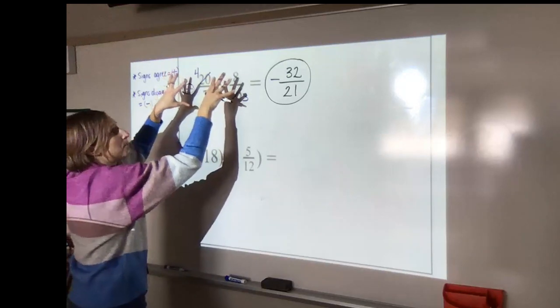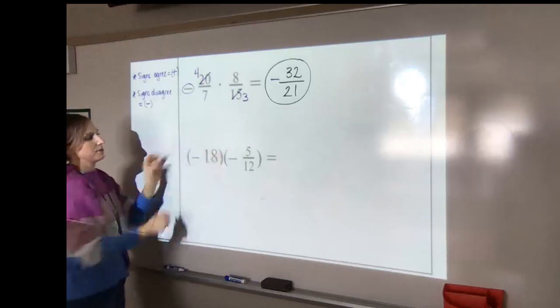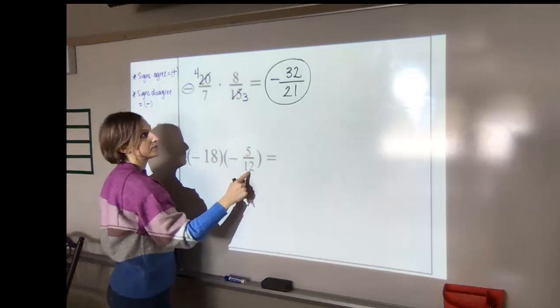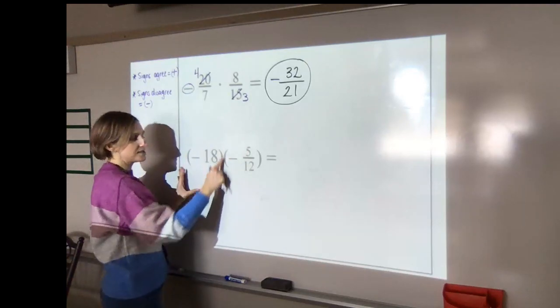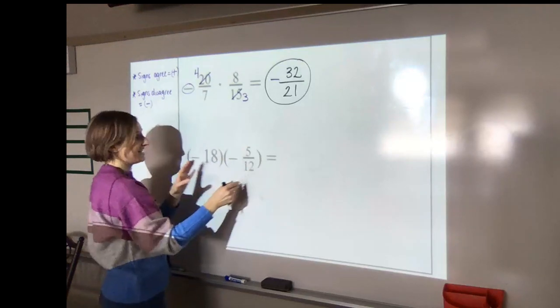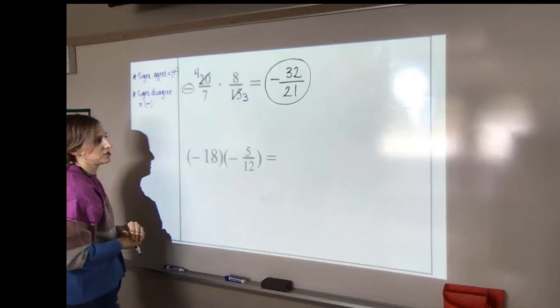They are not both negative. Let's do our next example here. Ready? Write it down. Negative 18 times negative 5/12. Notice here we're seeing that invisible multiplication. The parenthesis is being used to isolate this negative, and it's being used to represent multiplication. There's invisible multiplication in there.